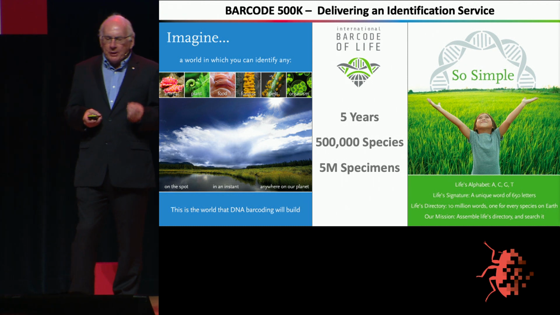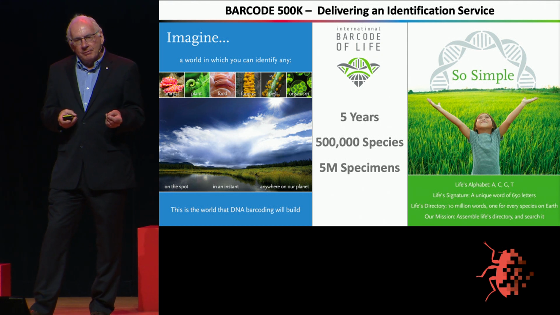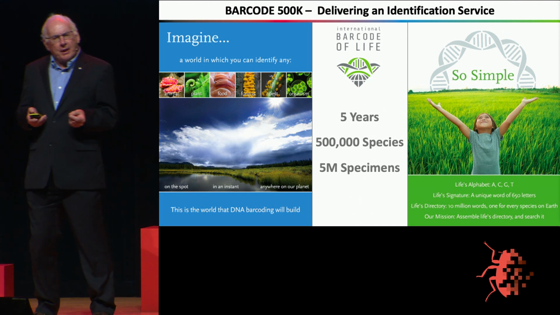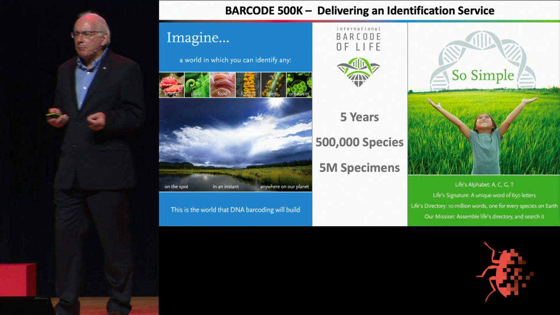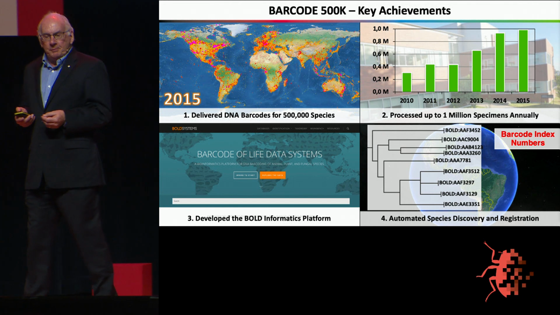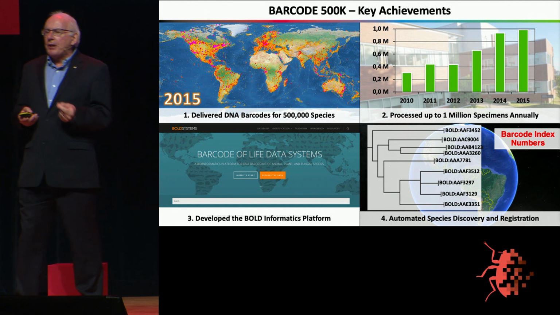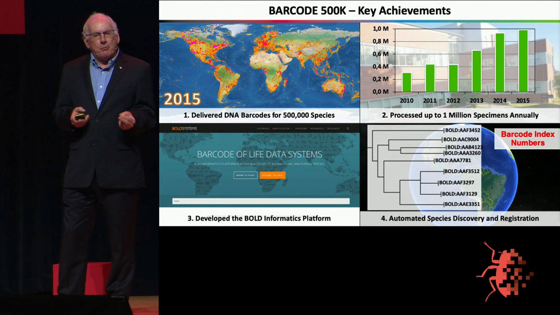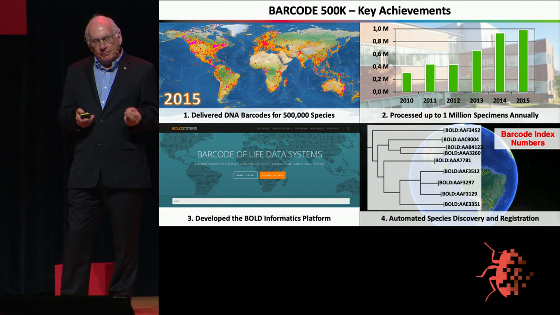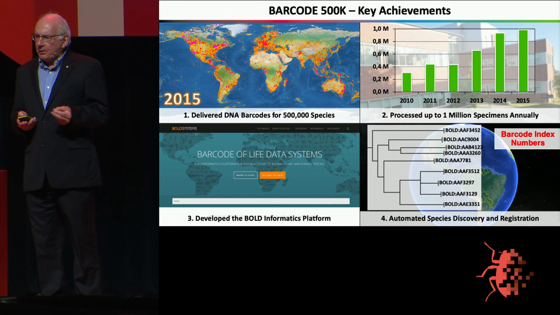Barcode 500K, what did it do? It delivered an information service. It asked you to imagine a world where anyone could identify any organism that they encountered. And it committed to delivering sequences for 500,000 species in 5 years. And it did 4 things. It did deliver barcodes. It created a core facility that was running 1 million specimens per year. It developed the informatics platforms to store those data, and it advanced a system that allowed the automated recognition of animal species.